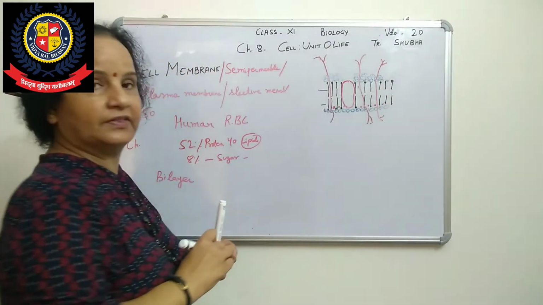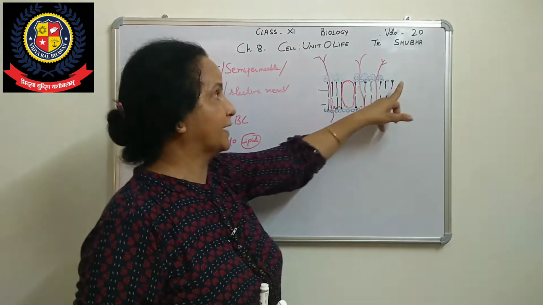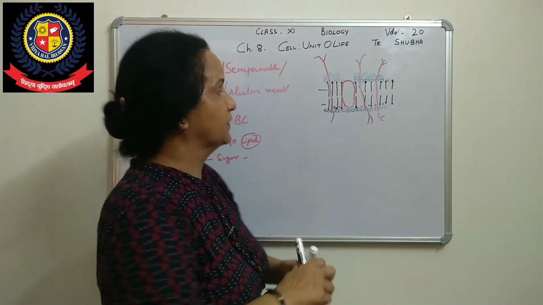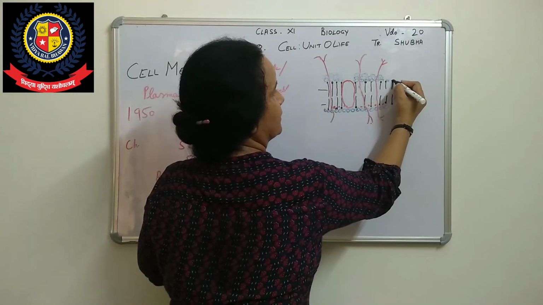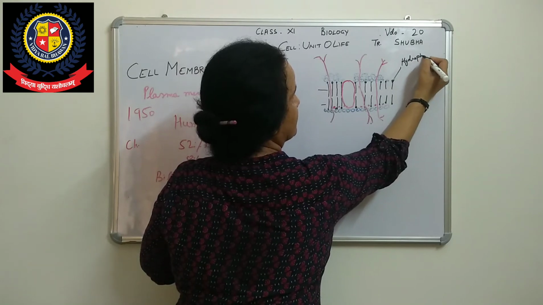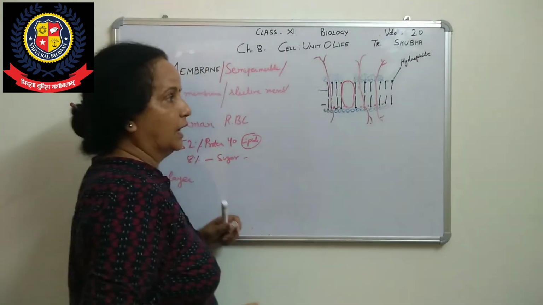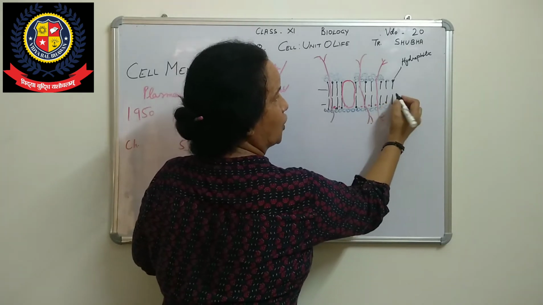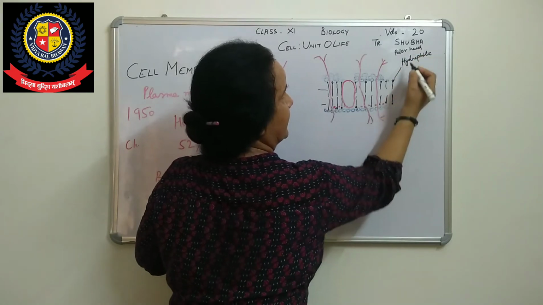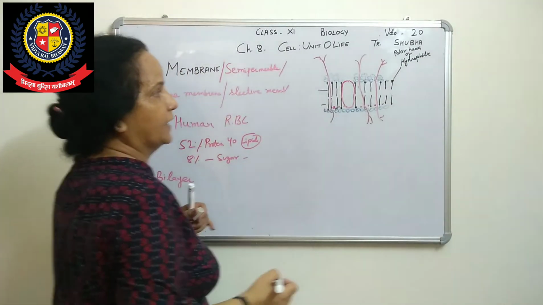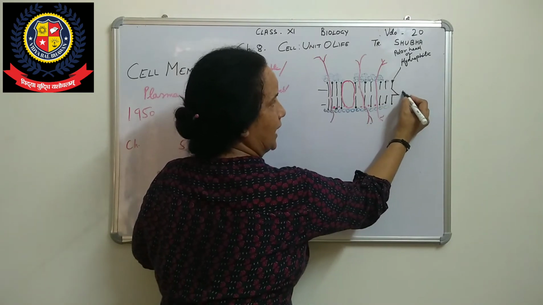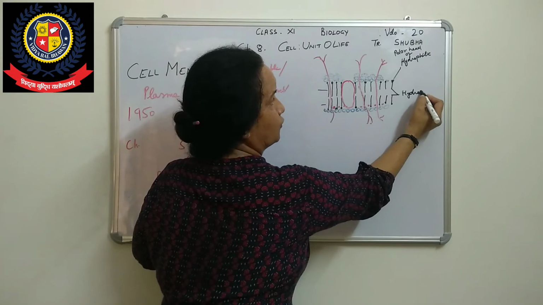In this arrangement, the polar heads are outside of the membrane. These are the polar heads, also called hydrophilic in nature. And this is the tail, the non-polar tail, which is the hydrophobic tail.